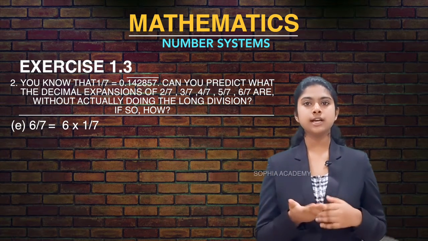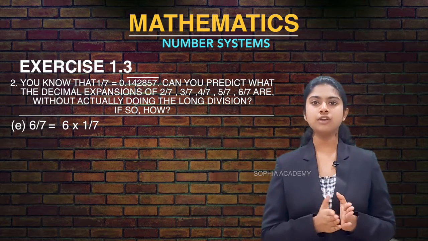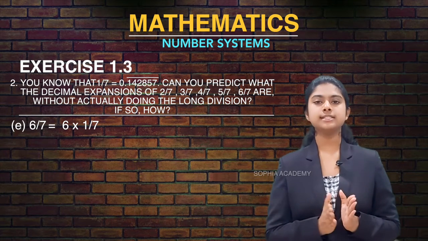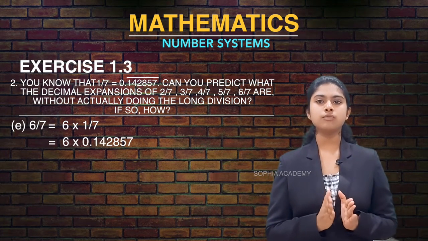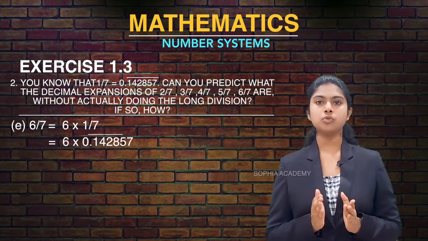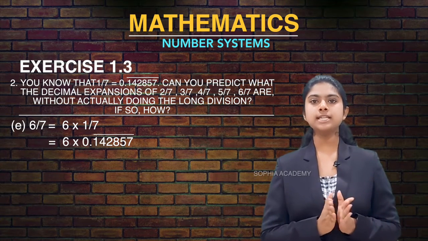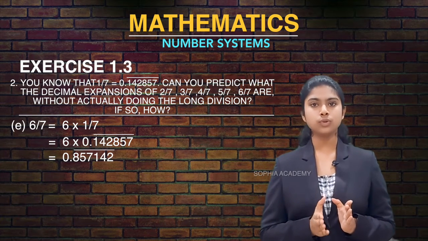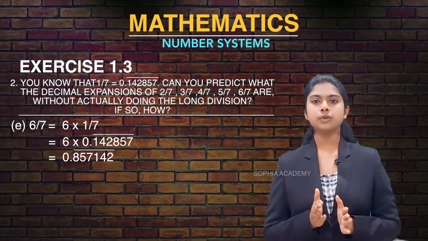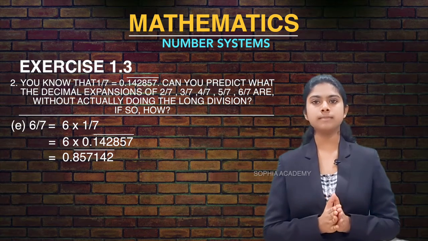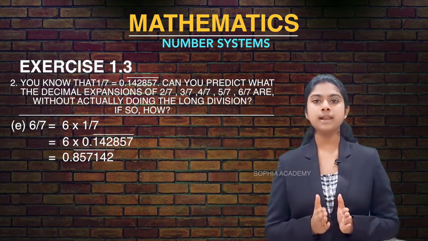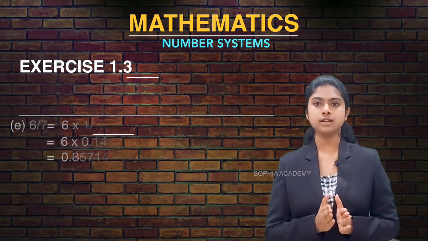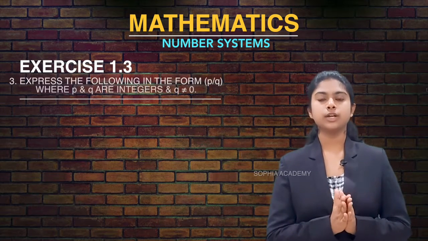The same as we did above, we can substitute the value for 1 by 7. Then we get 6 into 0.142857 the whole bar, and the result obtained is 0.857142 the whole bar. Thus, without doing the actual long division method, we can predict the decimal expansion of the given rational numbers. So coming to the third question.